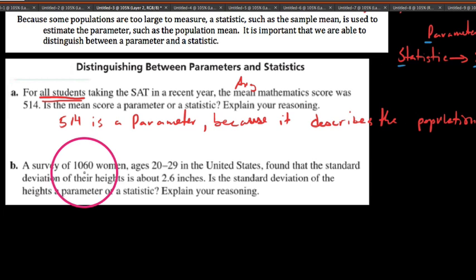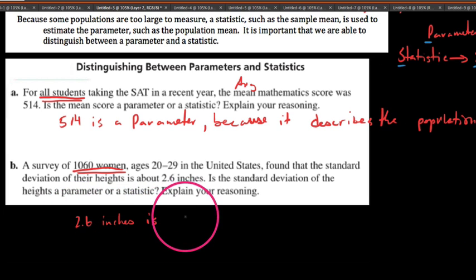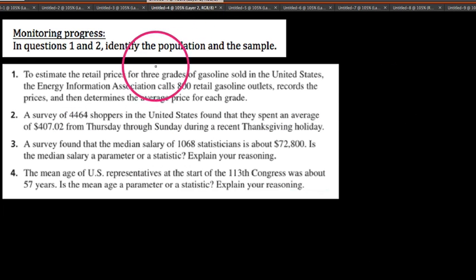It says that a survey of this many women. And so what we can conclude is they didn't say all women. Since this was a sample of women, a subset of women from the entire population, we're going to say that 2.6 inches is a statistic. And the reason why it is a statistic and not a parameter is because it describes a sample. Okay. And so what I want you to do before you finish this video is pause this. I want you to try to get some conclusions for these 4 items here. In 1 and 2, we want to identify the population and the sample. And when you're ready, go ahead and hit play on your video here. I'll go through the solutions with you.